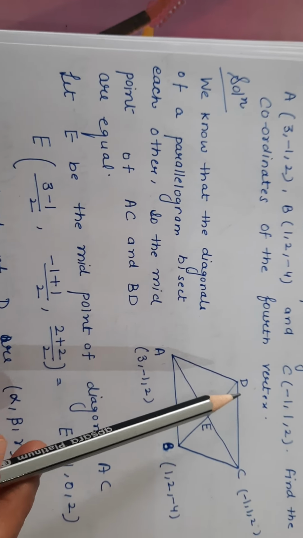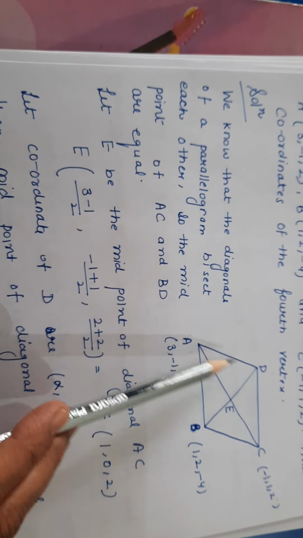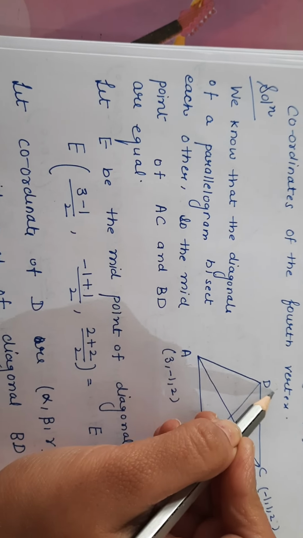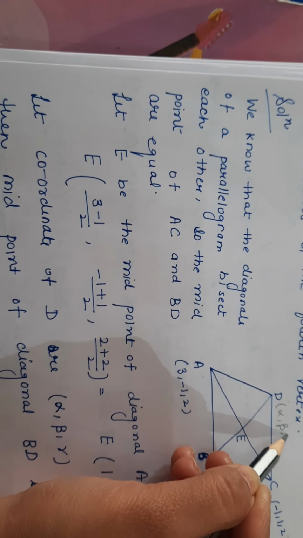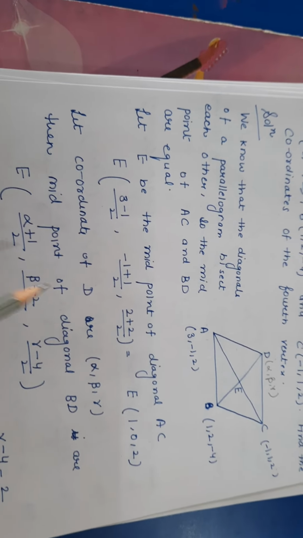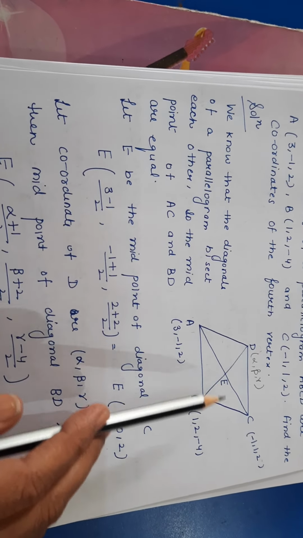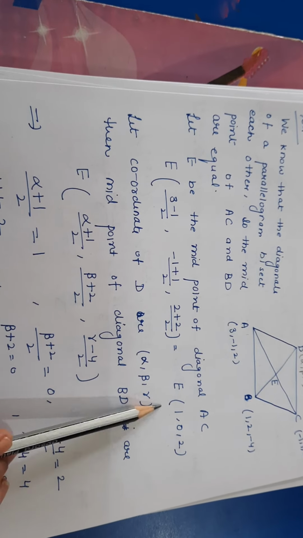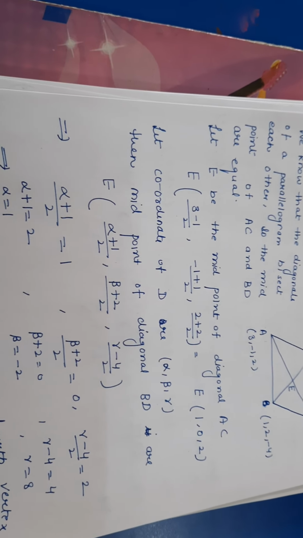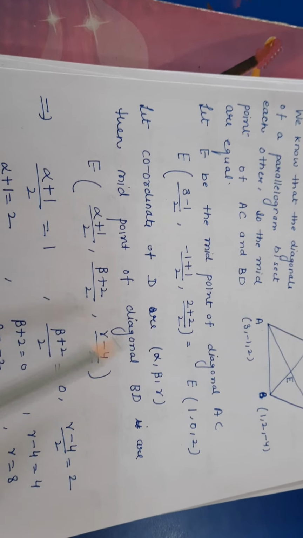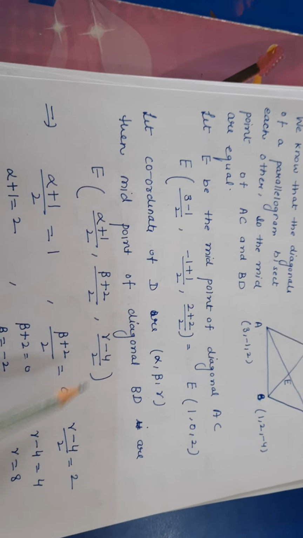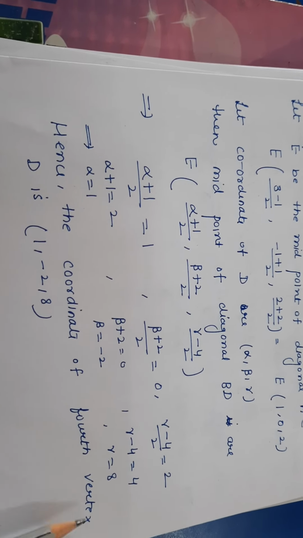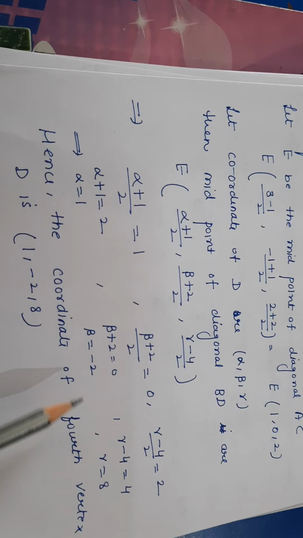Now, let the coordinate of D be alpha, beta, gamma. So the midpoint of BD is also E. You have (alpha plus 1) by 2, (beta plus 2) by 2, (gamma minus 4) by 2. Compare these two. (Alpha plus 1) by 2 equal to 1, so alpha plus 1 is 2, or alpha is 1. (Beta plus 2) by 2 equal to 0 and (gamma minus 4) by 2 is 2. From here beta is minus 2 and gamma is 8. So the coordinate of fourth vertex D is 1, minus 2, 8.